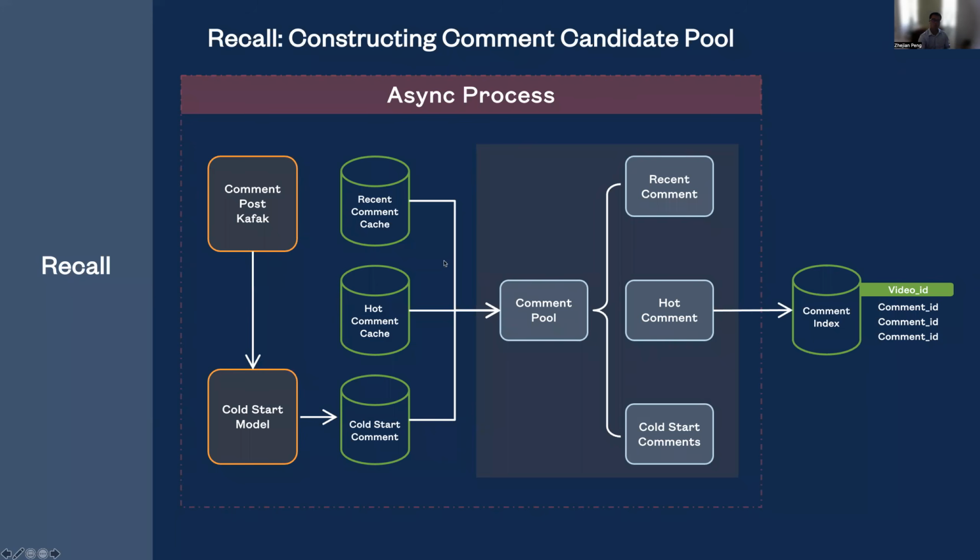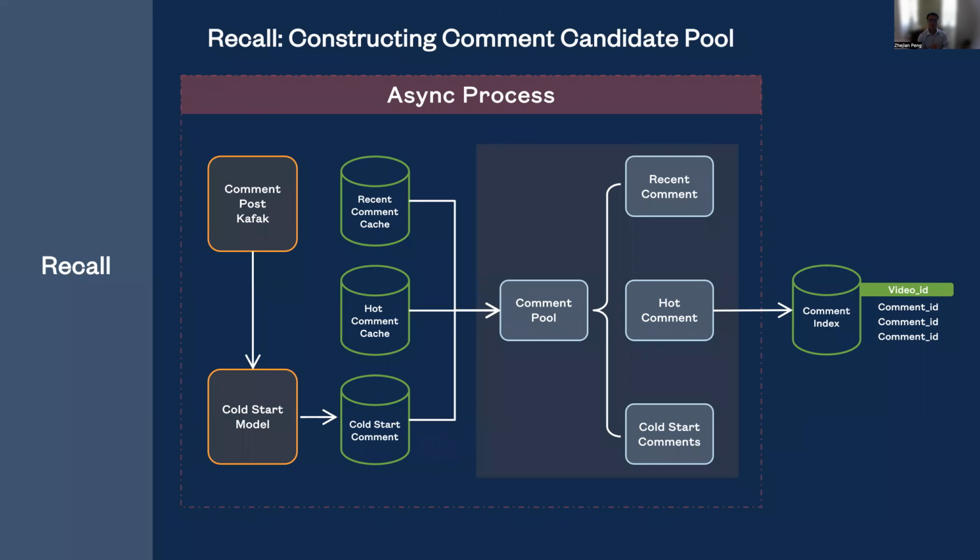We have multiple ways. First is the recent comment cache. The recent comment cache contains all the comments that were posted recently, ranked in chronological order. Then we have the hot comment cache. The hot comments are those interacted with the most, liked the most, and replied to the most. These are saved in the hot comment cache.